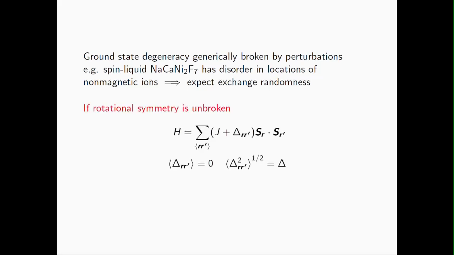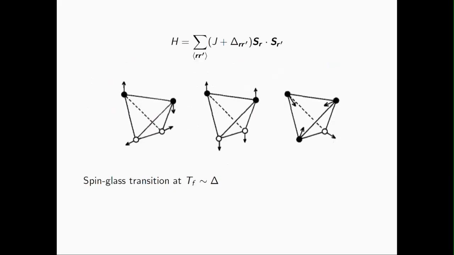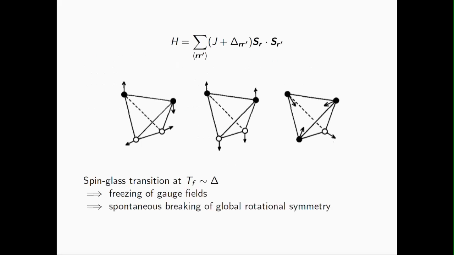Here delta is characterizing the width of the distribution of exchange interactions. We're going to think about this as a weak perturbation. With this disorder, we expect a particular ground state to be selected. Previous studies have shown that this gives rise to a spin glass transition at a temperature of order delta. Below this, we have freezing of the gauge fields, and therefore a spontaneous breaking of the global rotational symmetry. We expect Goldstone modes.